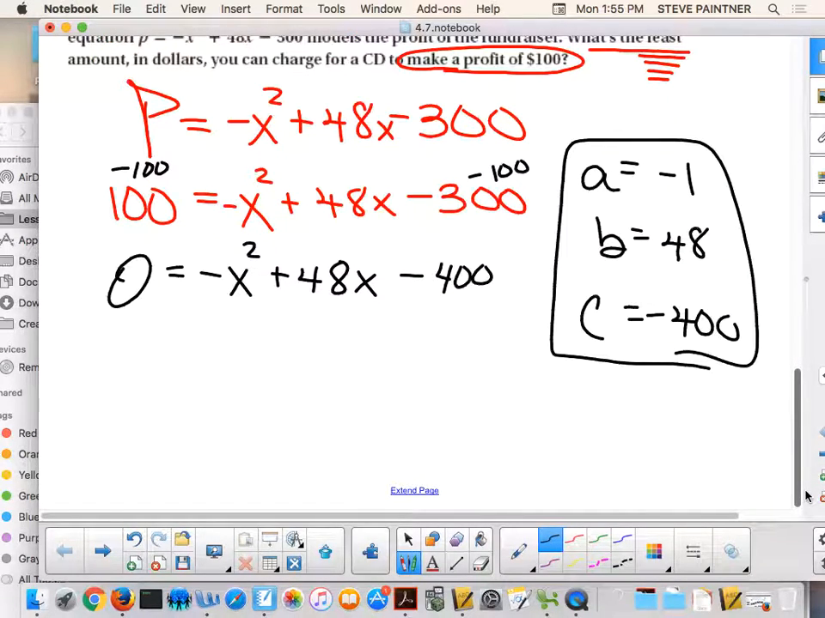Before I let you go any further, did you get it in standard form? Did you know the C value is negative 400? Your C value was negative 400. When you move the 100 over, you got negative 400.